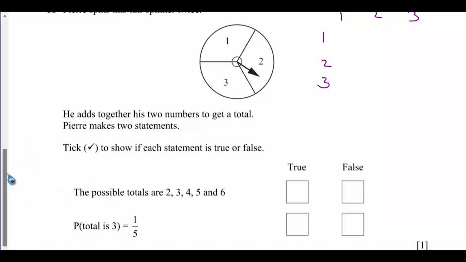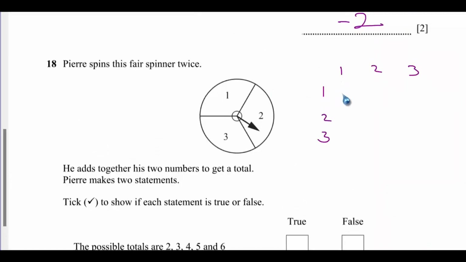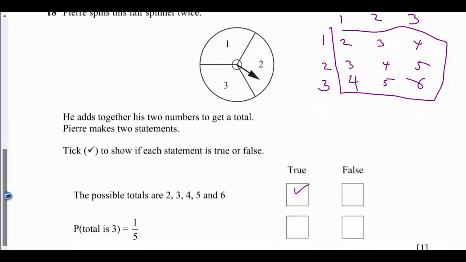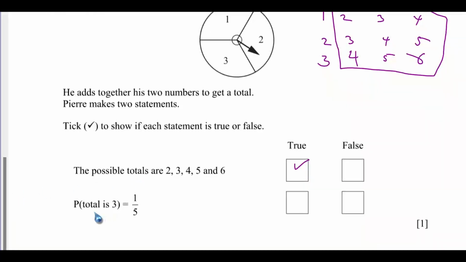So let's work it out. So let's get the total. 1 add 1, you have 2, you have 3, you have 4. 2 add 1, you have 3, you have 4, you have 5. 3 add 1, you have 4, you have 5, and you have 6. So this will be the total here. So that is 2, 3, 4, 5, and 6. So that means this is true.